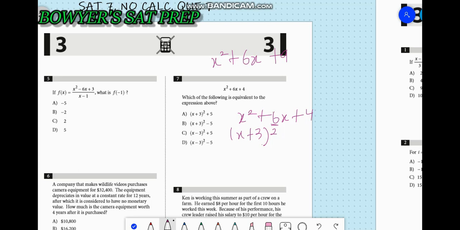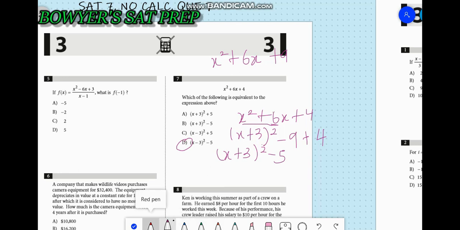So if you want to get the same thing, you just have to remove 9 from the equation, right? If you want to get this x squared plus 6x to the equivalent formula, we just have to remove 9 from the equation, and add the 4 to it again, right? So we have (x plus 3) squared minus 5. So definitely the answer is D.